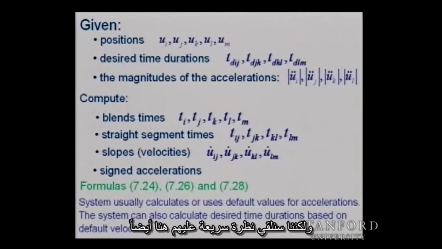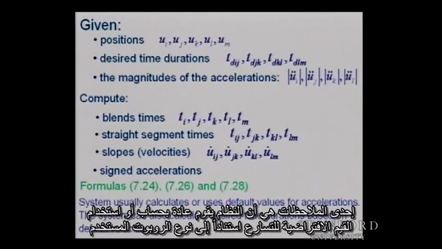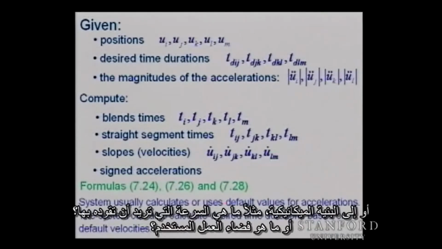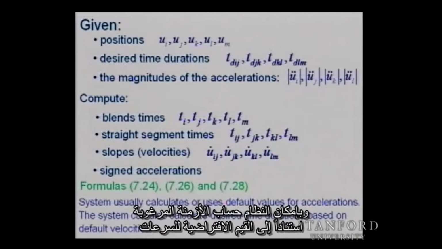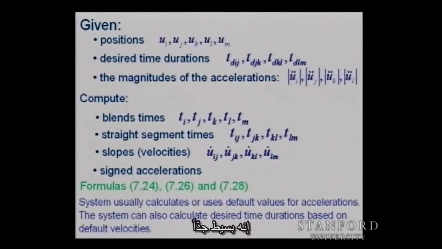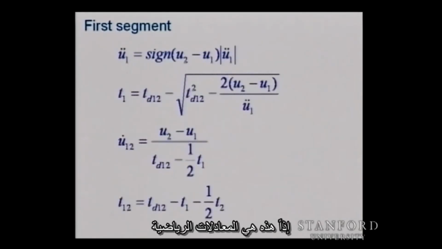One note is that the system usually calculates or uses default values for the acceleration based on the particular robot, based on the mechanical structure, how fast you want to drive it, what's the workspace, etc. And also, the system can calculate desired time durations based on default velocities, right? Pretty simple. So here are the formulas.